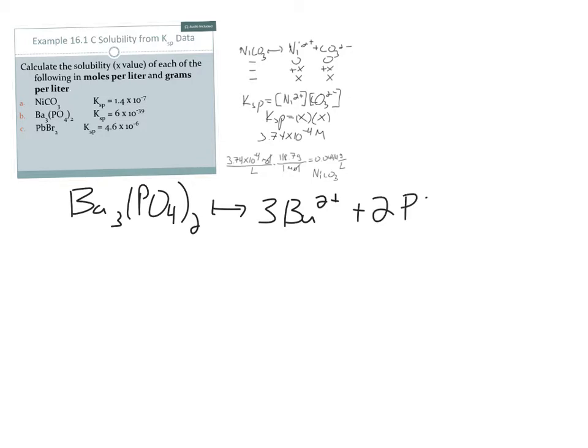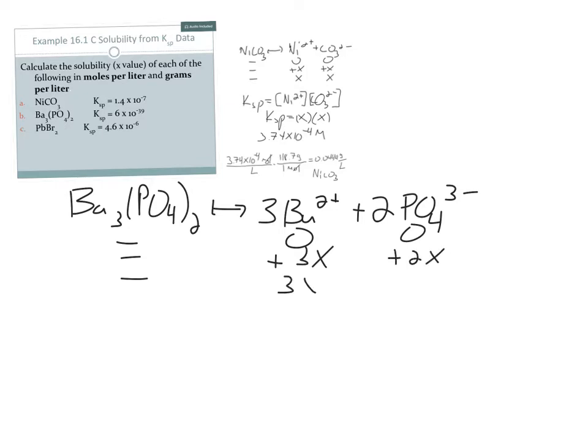And then if we were to do barium phosphate, okay, it's going to dissociate into 3 bariums and 2 phosphates. Okay, we don't care about the barium or the solid. This is going to be plus 3x for the barium and plus 2x for the phosphate.